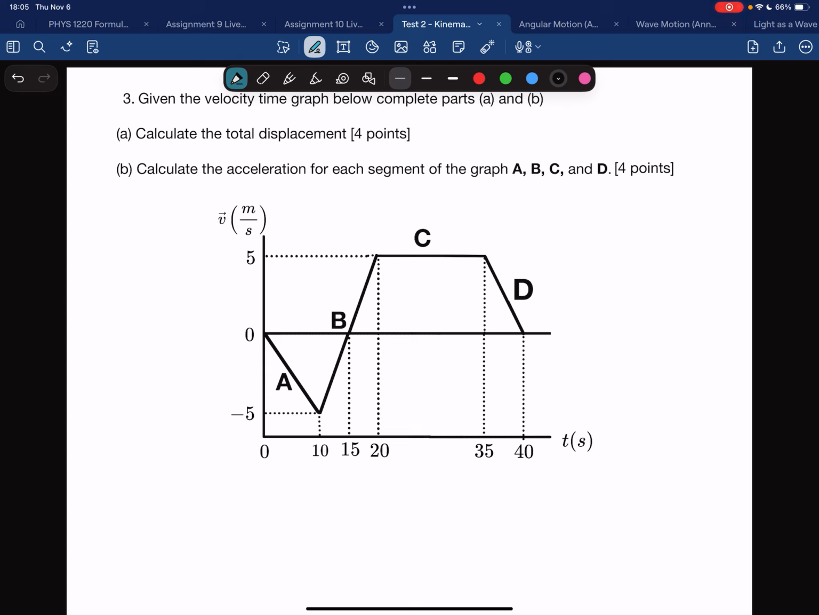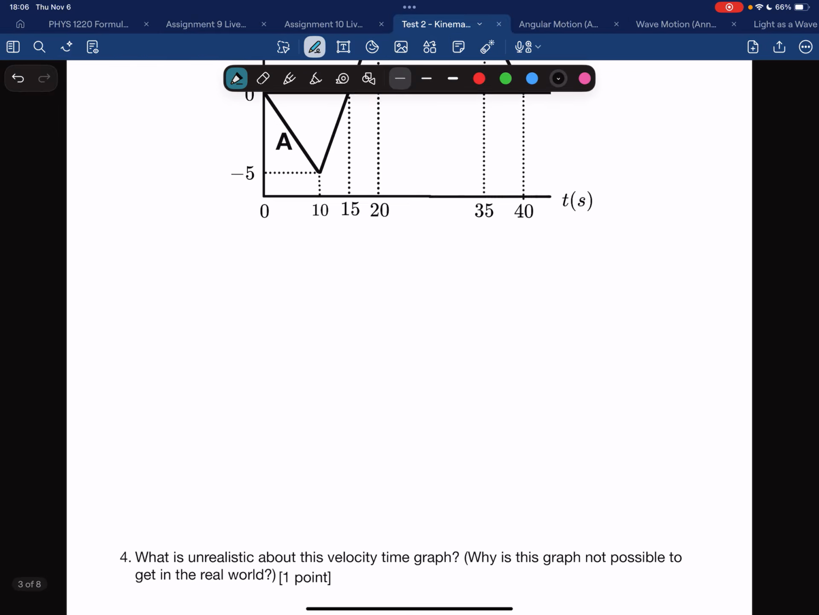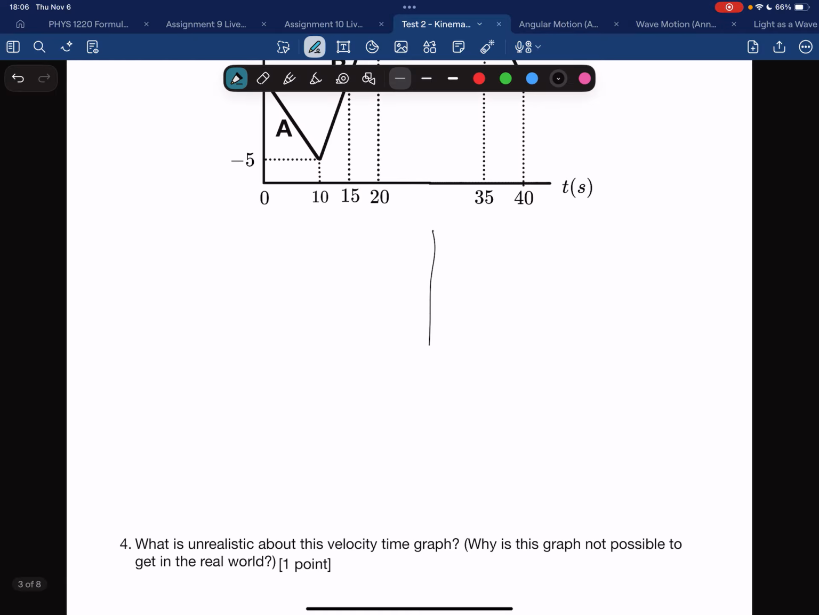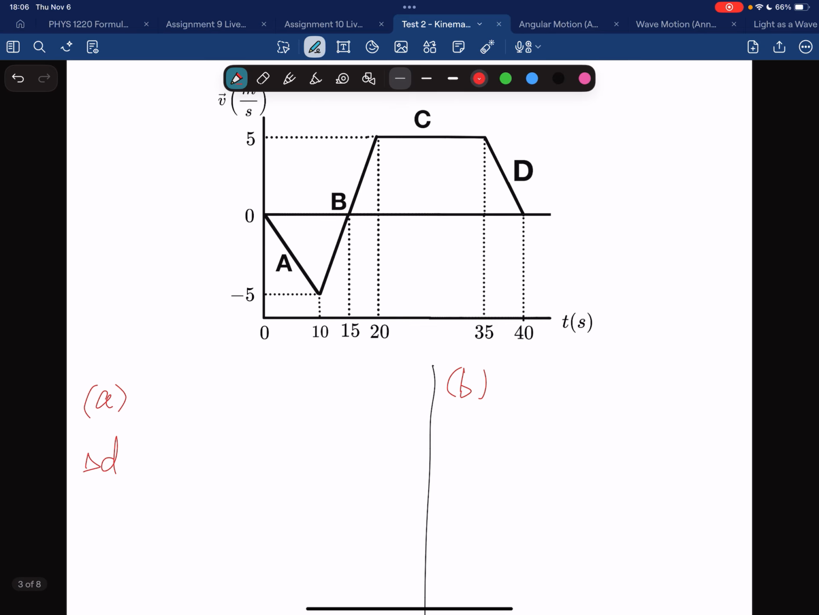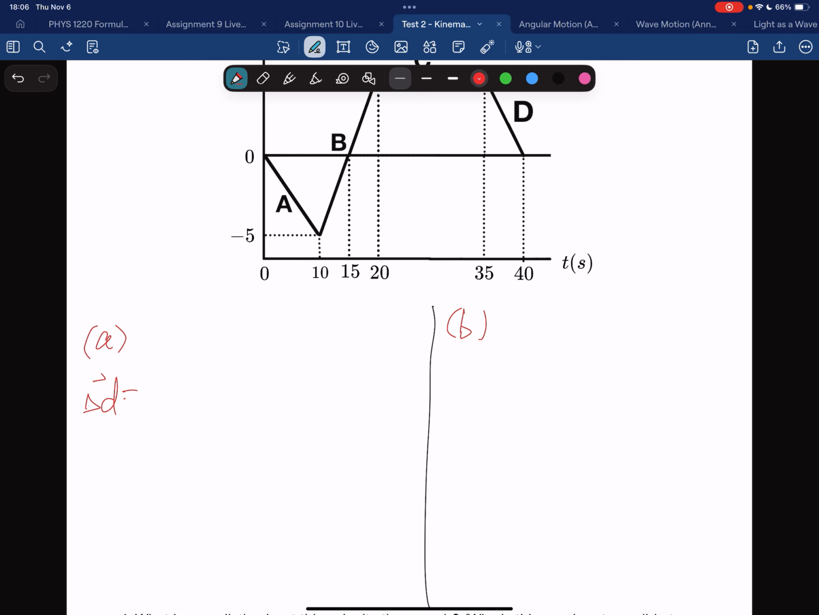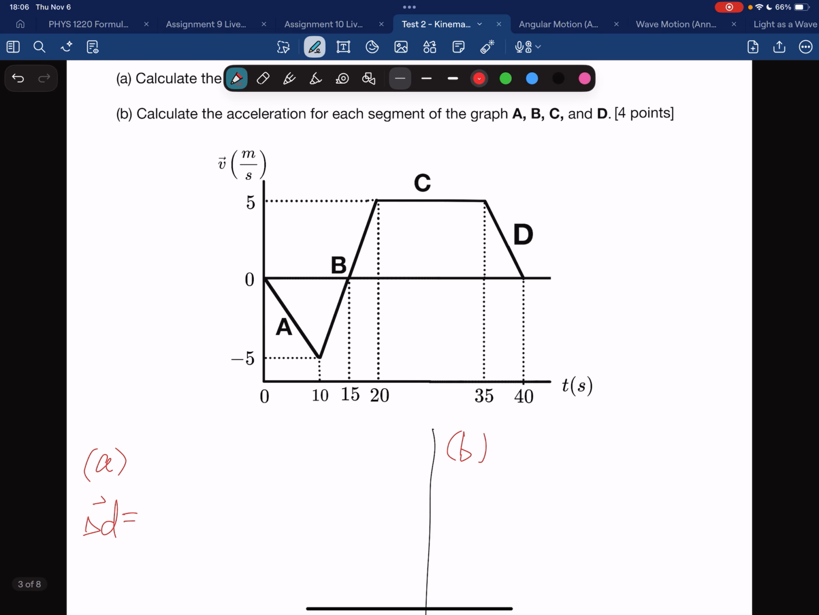Okay, part A, calculate the total displacement. All right, let's do that. I'm going to just divide this in half here. I'm going to do part A on the left, part B on the right. So for part A, I know that total displacement is going to be the area between the graph and the 0 axis, the 0 line.